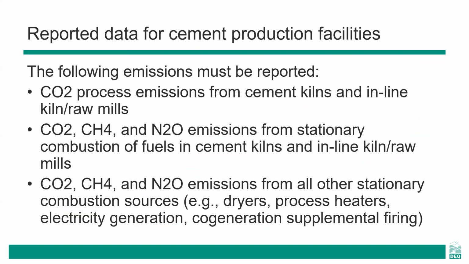Cement plants must report carbon dioxide process emissions from their cement kilns, carbon dioxide, methane, and nitrous oxide emissions from combustion of fuels in both the preheater and cement kiln, and carbon dioxide, methane, and nitrous oxide emissions from combustion of fuels in any other stationary combustion units at the facility.